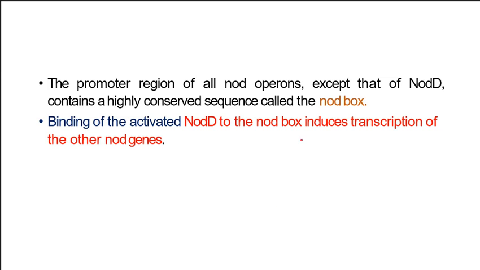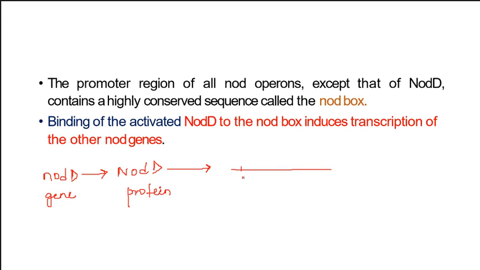Now what happens once the NodD protein is activated? The nodD gene is denoted by small nodD, which will produce the NodD protein. Once this NodD protein is formed, what will happen? This NodD protein will bind to the nod box. There is a nod box for the rest of the NOD genes. What are the rest of the NOD genes? A, B, C. So it binds to the nod box of nodA, B, and C.